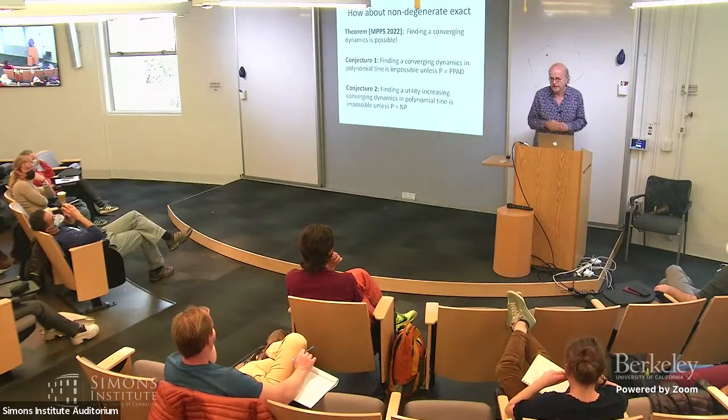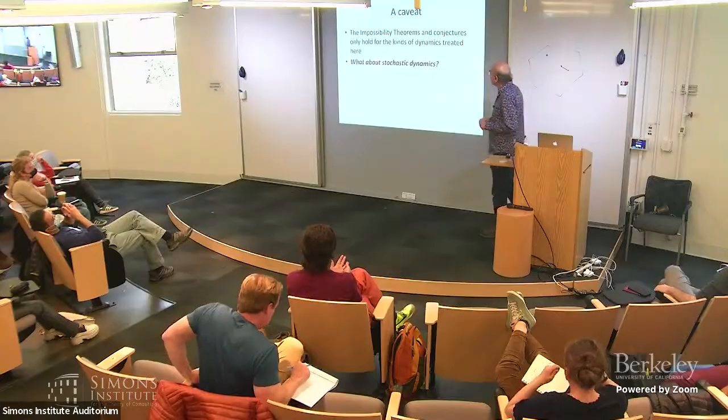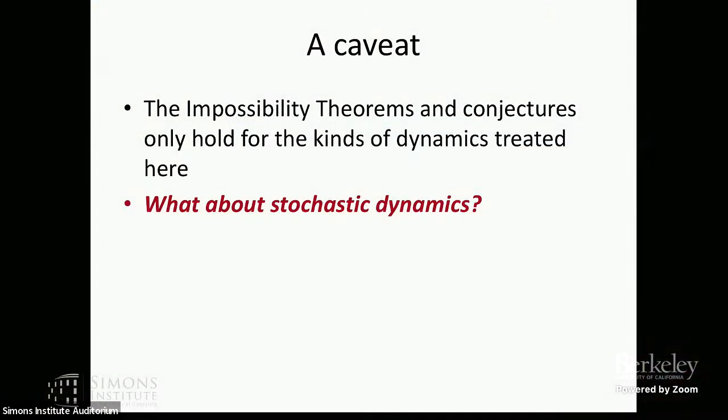I should have mentioned this detail: the impossibility theorem and the conjecture only hold for the kinds of dynamics treated here, dynamics in the sense of dynamical systems, in continuous or discrete time. And for example, what about stochastic dynamics? We know that Mas-Colell and Hart have something here.